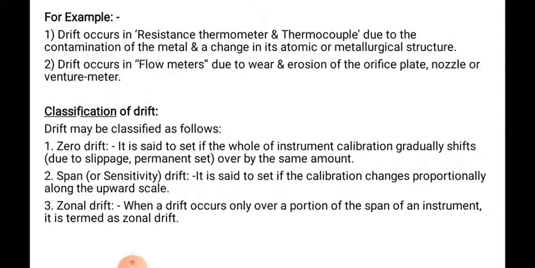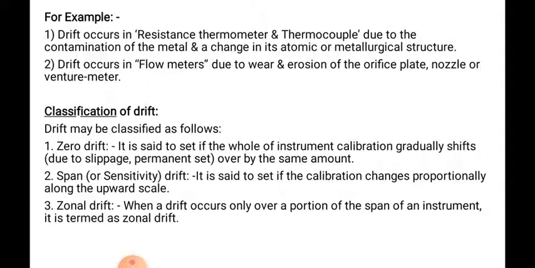Then next is span or sensitivity drift. It is said to occur if the calibration changes proportionally along the upward scale. That means the calibration is changed along the upward scale beyond the zero value. Then zonal drift: when a drift occurs only over a portion of the span of an instrument, it is termed a zonal drift. It means along one region of a span, an instrument shows a certain wrong reading. That is nothing but the zonal drift. So these are the different types of drift.